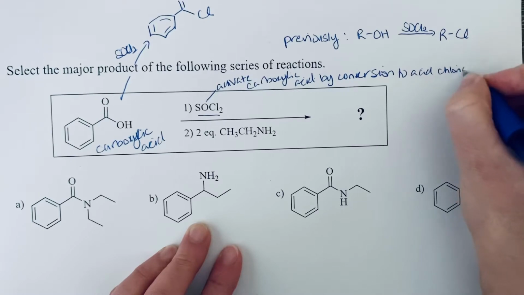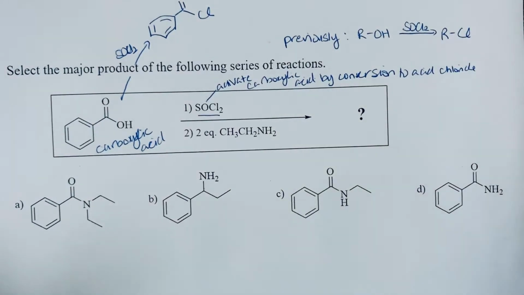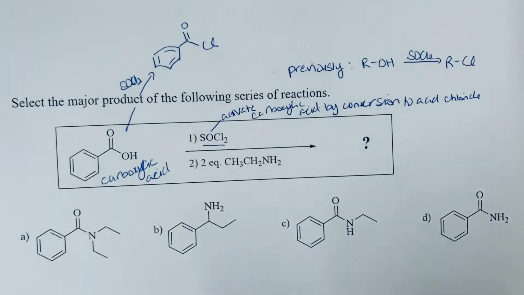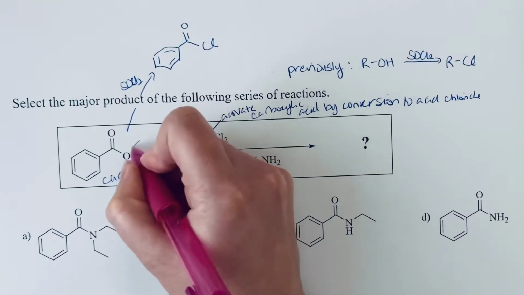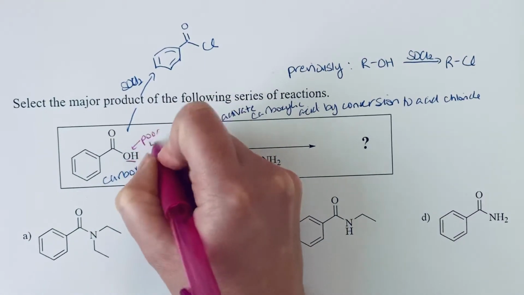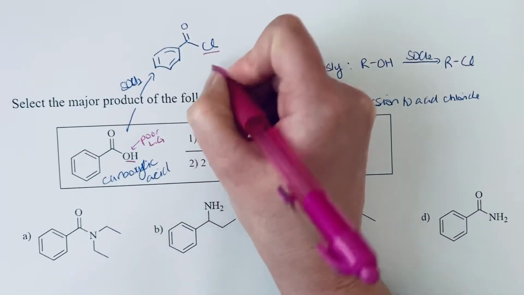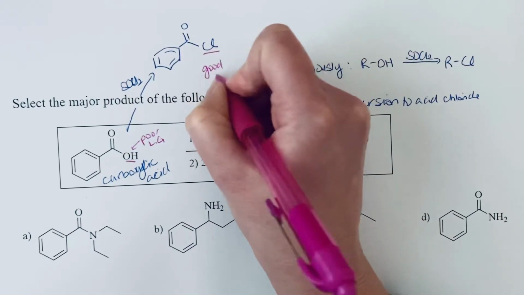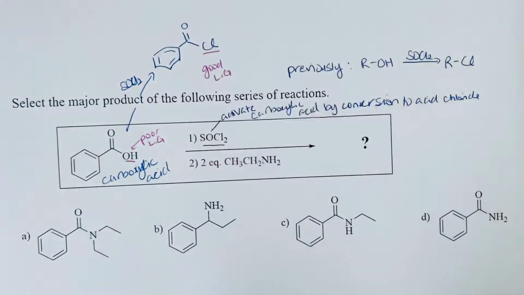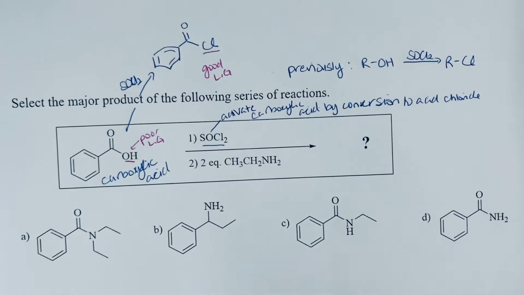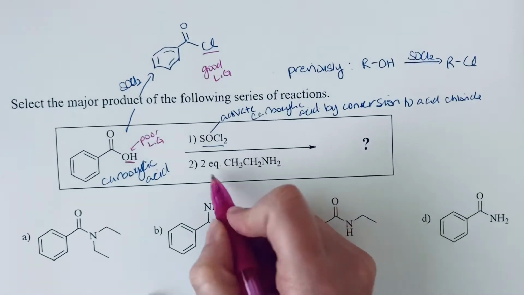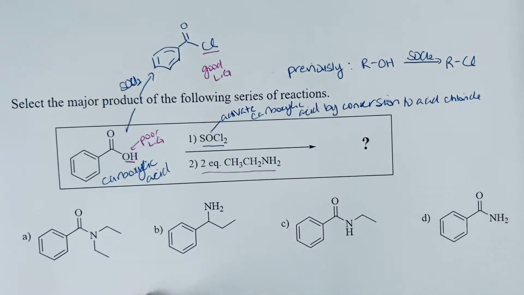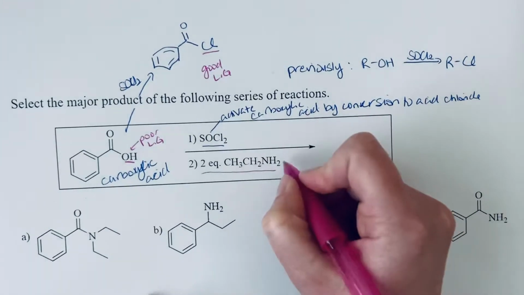And it's more reactive because now you've got a good leaving group, right? So when you had the carboxylic acid, this is a poor leaving group. And once you have the chloride, now you have a really good leaving group. And so your acid chlorides are the most synthetically useful of your carboxylic acid derivatives because they have that really good leaving group.